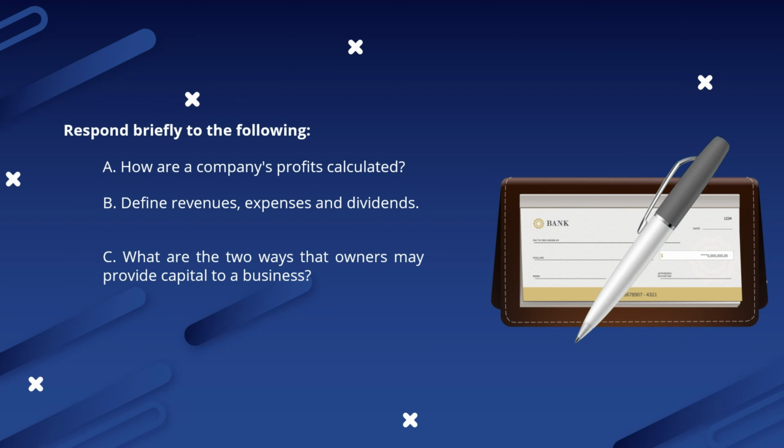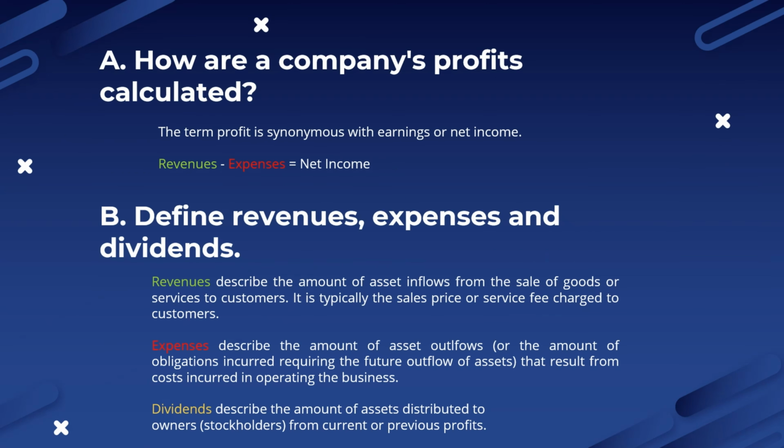Now, you've got another problem. Now let's look at the solution to this problem. The first part, A, asked, how are companies' profits calculated? Well, the term profit is synonymous with earnings or net income. Those are all the same term or language. Revenues minus expenses equals net income or profit or earnings. Well, then next, let's go ahead and define revenues, expenses, and I also want you to define dividends.